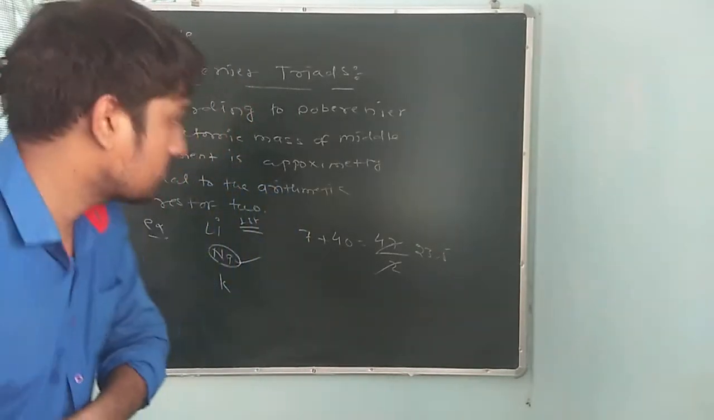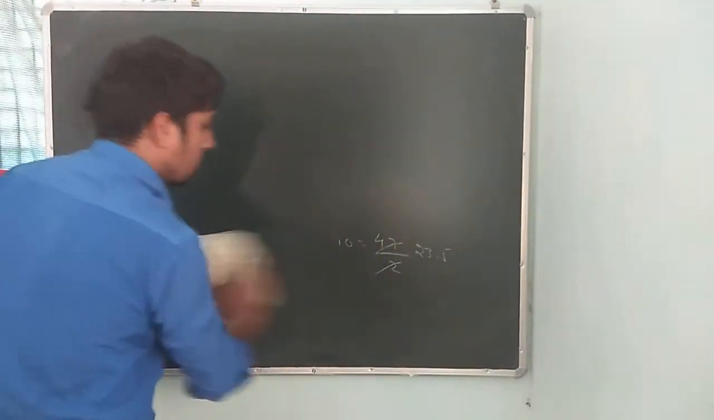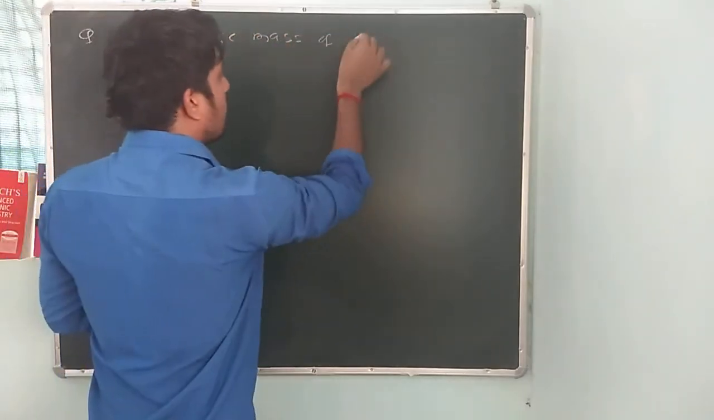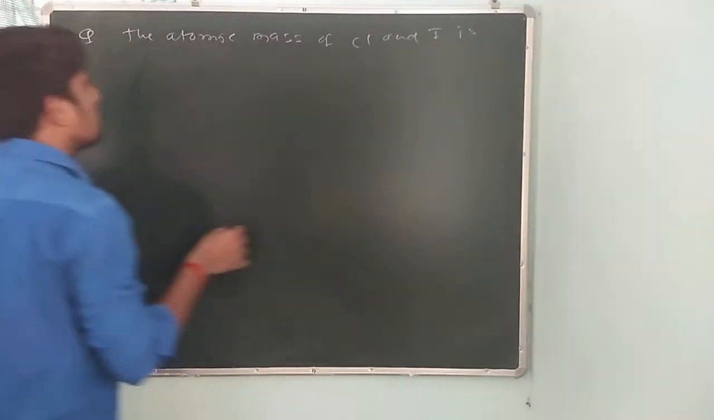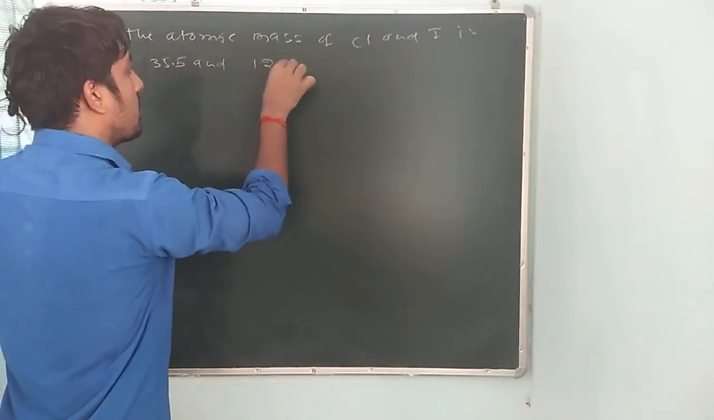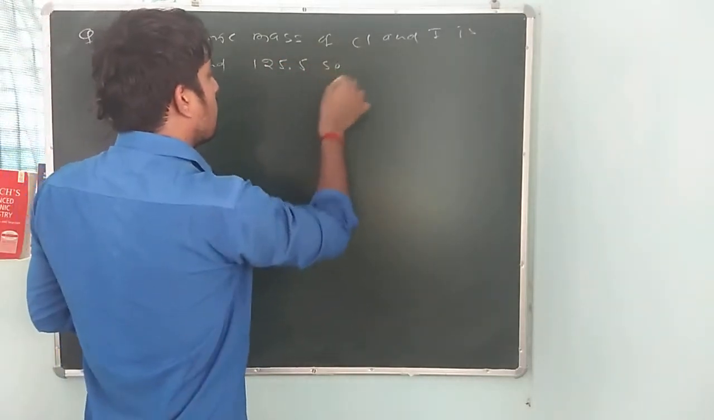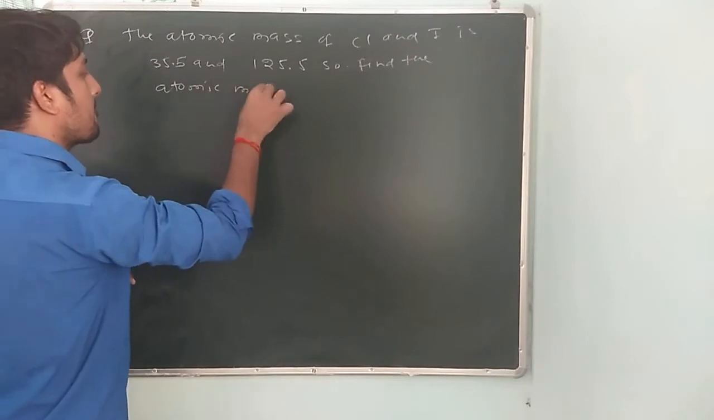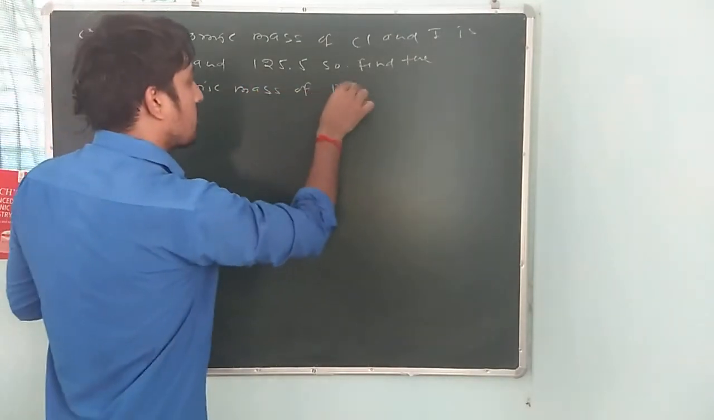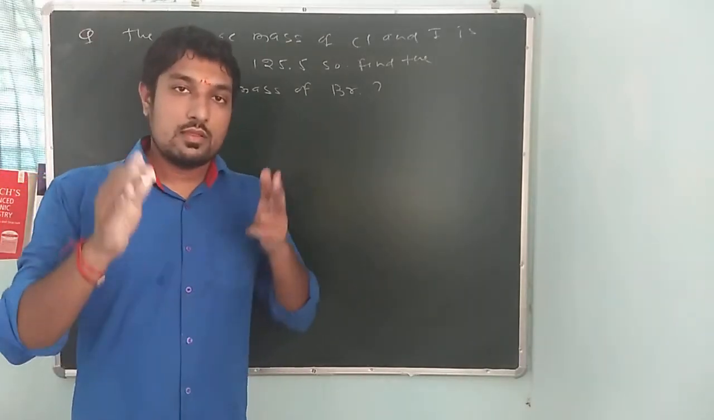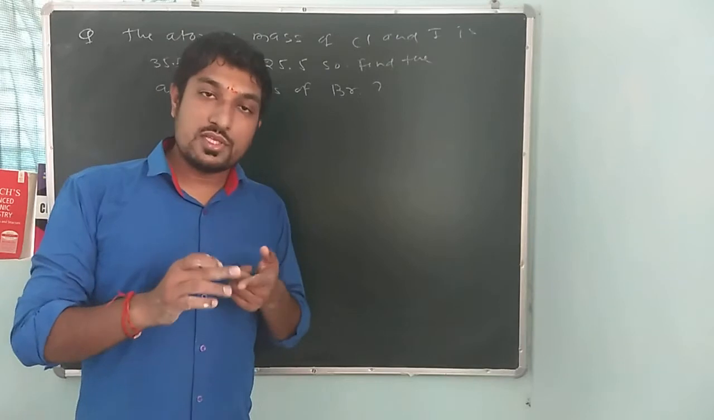I am taking one question on this topic. The question is: the atomic mass of chlorine and iodine is 35.5 and 125.5. So find the atomic mass of bromine.